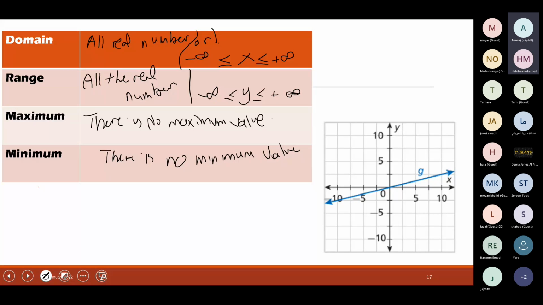No, teacher, but we could just say negative infinity. No. If you say negative infinity, what do you mean by negative infinity? It could be negative 100. It could be negative 1 million. It could be negative 1 billion. So you cannot determine which one exactly is a minimum value.